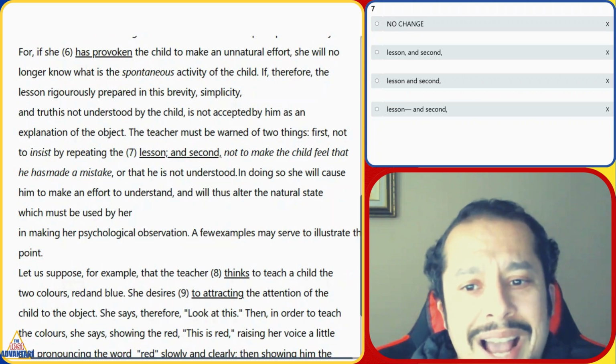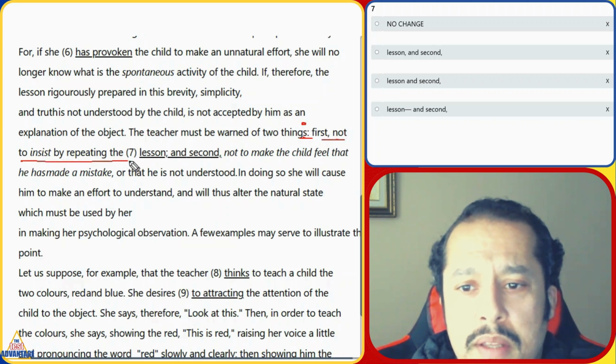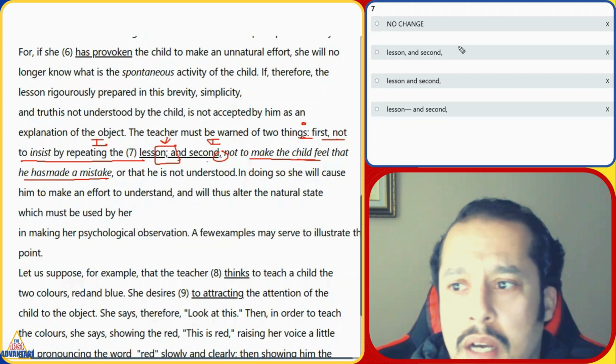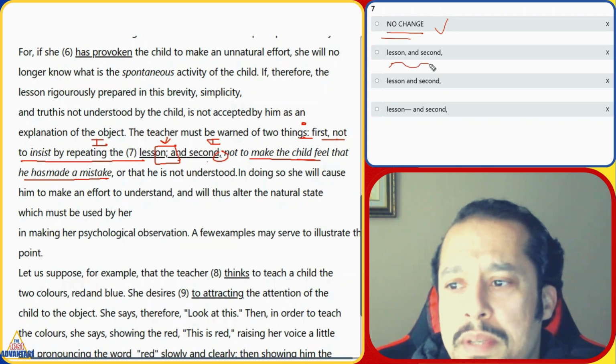So number 7, how many independent ideas do we have after the colon عشان colon يعتبر period? First, not to insist by repeating the lesson. And second, not to make the child feel he has made a mistake. Independent idea, semicolon, independent idea. I like answer A. Answer B could work, بس المشكلة في answer B, we already have complex punctuation.